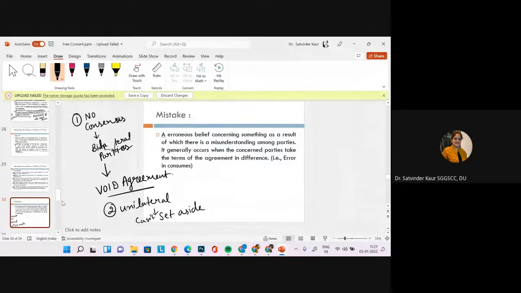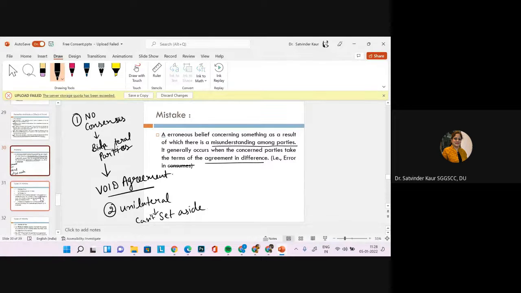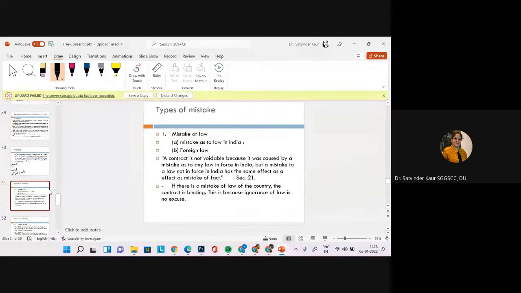Okay, so when we talk about mistake, it means a belief concerning something as a result of which there is a misunderstanding among the parties. This particular mistake can be in terms of agreement, difference, error in consensus, or consensus at idem, right? Then we talk about types of mistake: mistake as to law in India, and mistake as to foreign law.